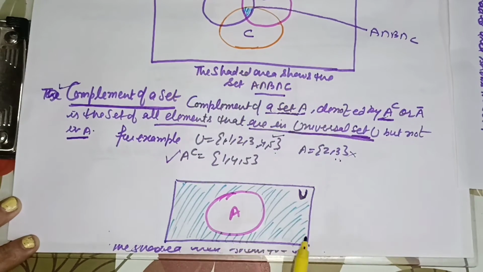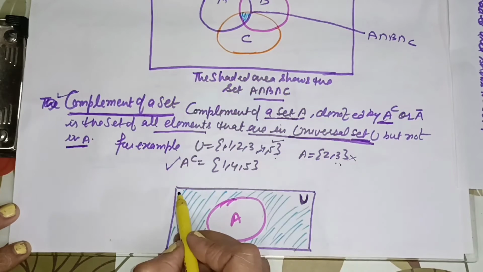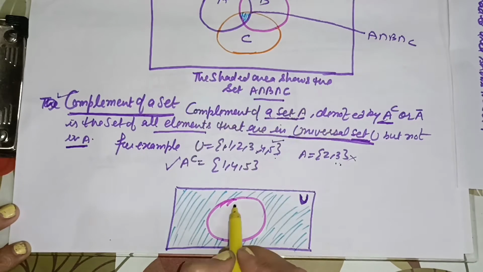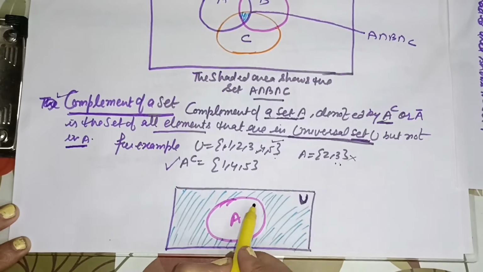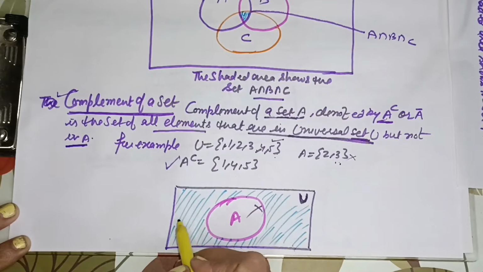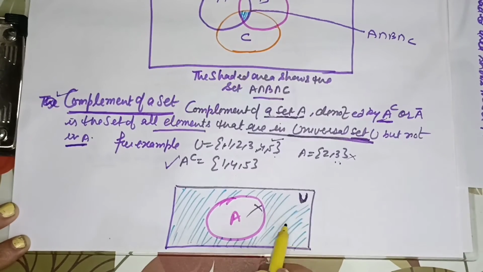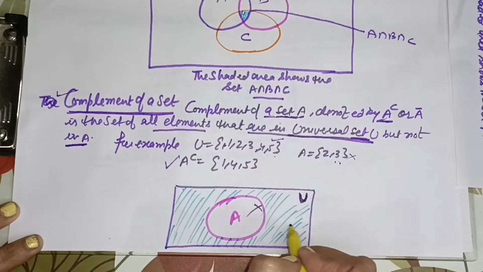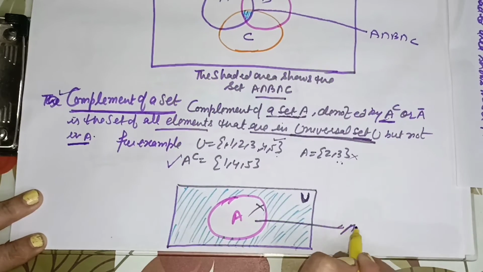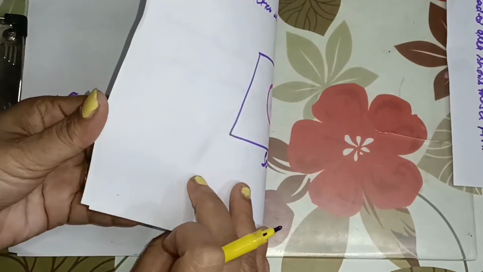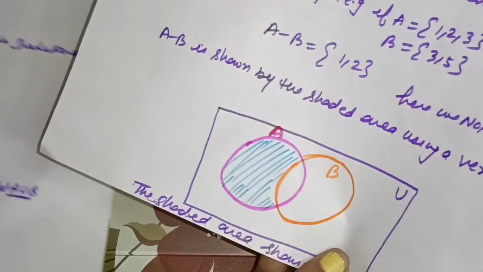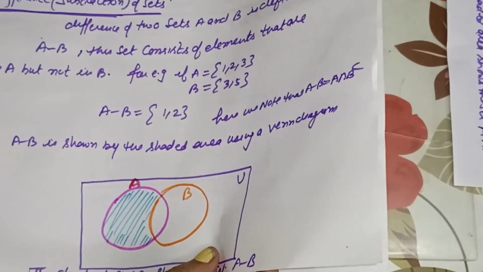By Venn diagram, it is shown that this is the universal set and this is A. According to the definition, we have considered those elements which are not in A. So that's why this area is not taken. We have taken all the area of U, but we have ignored the area of A. So this portion represents A complement. This is a complement.